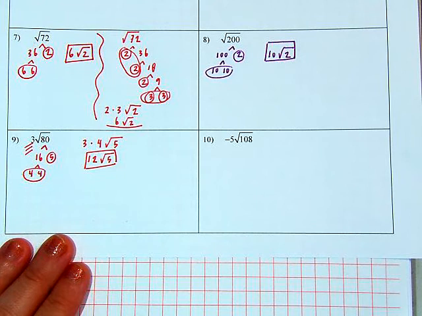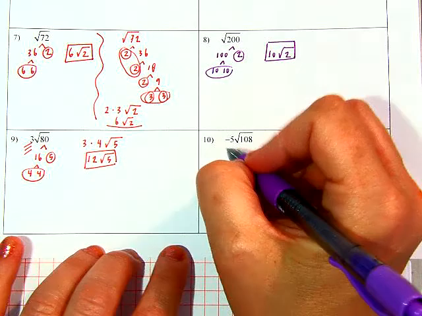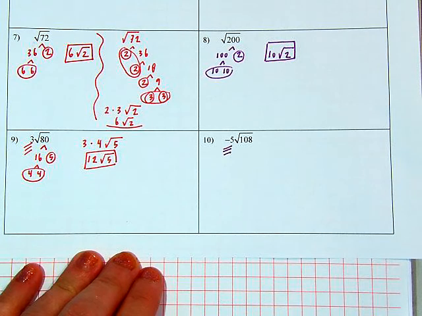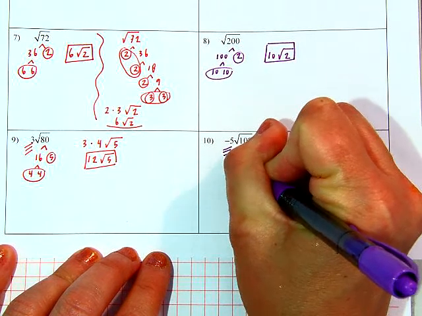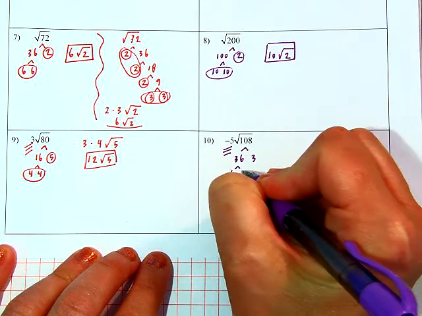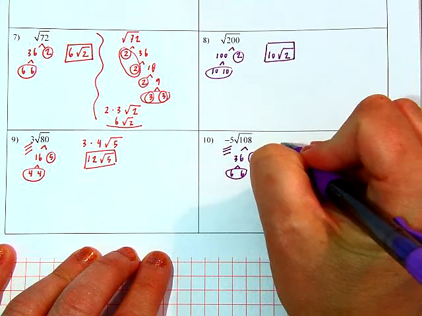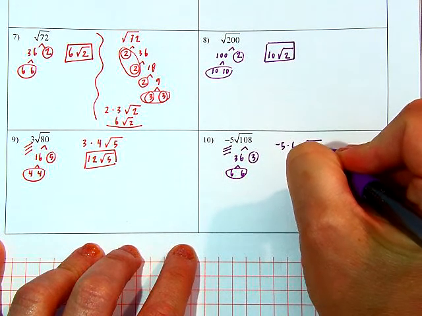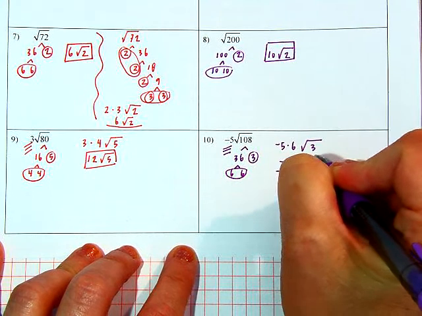Okay, and then the last one here, I have a negative 5 times the square root of 108. I don't want to lose that negative 5. So negative 5 times the square root of 108. And now I'm going to simplify the square root of 108. So 108 will be 36 times 3. And 36 is a perfect square. It's going to give me a pair of 6's with that 3 staying behind. So I have a negative 5 already on the outside times 6. And then underneath is the 3. So I'm left with negative 30 times the square root of 3, or negative 30 root 3.